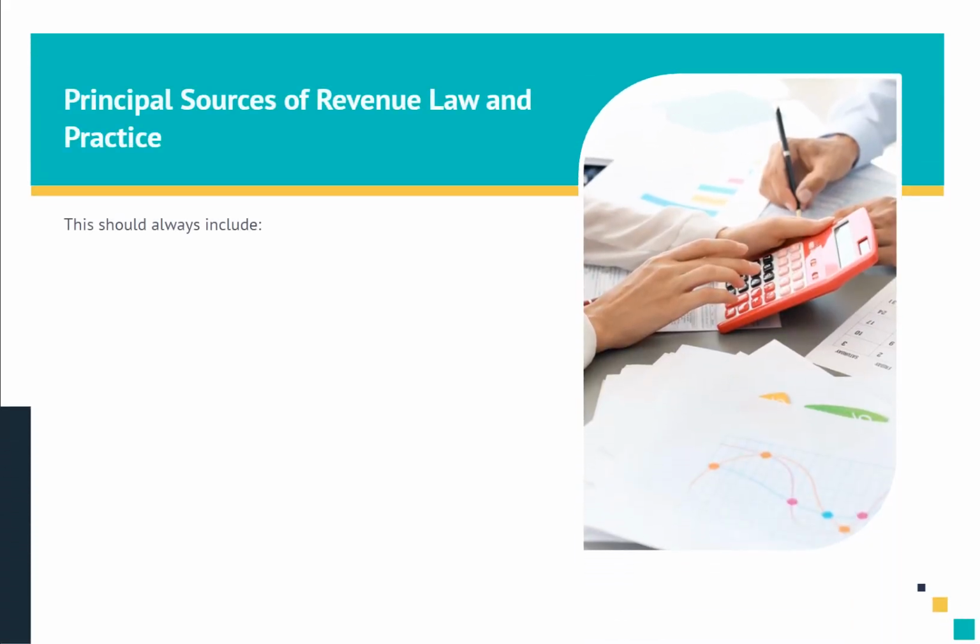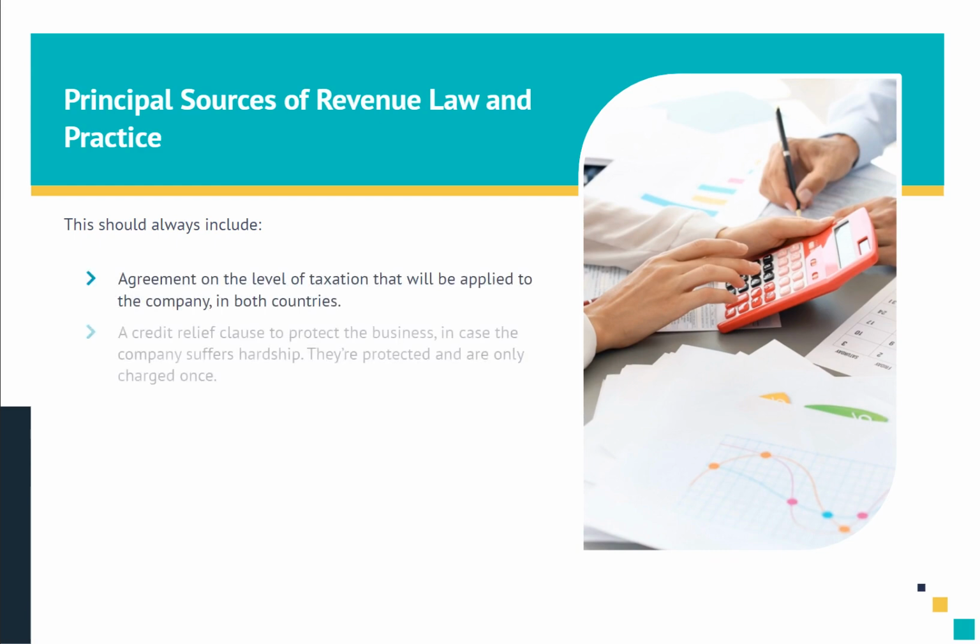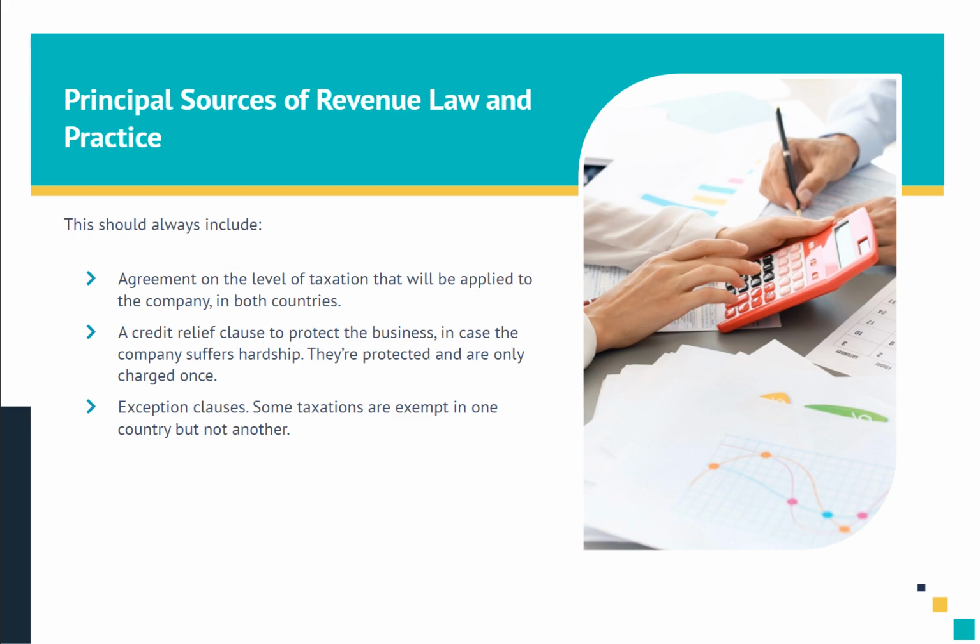This should always include agreement on the level of taxation that will be applied to the company in both countries, a credit relief clause to protect the business in case the company suffers hardship. They're protected and are only charged once. Exception clauses. Some taxations are exempt in one country but not another.